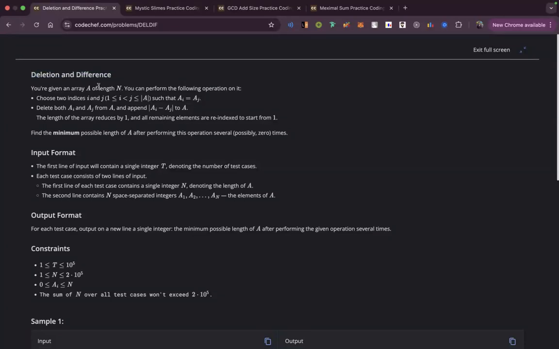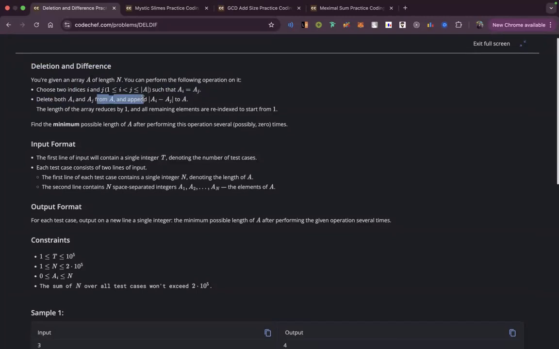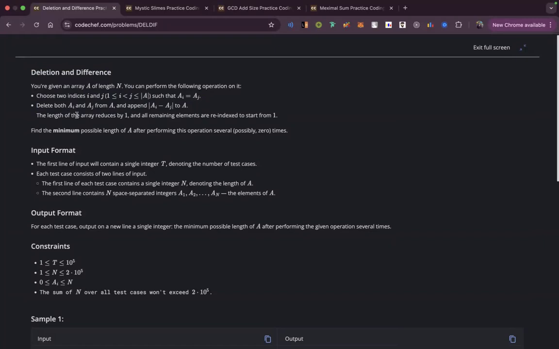Deletion and difference. What is given over here? Given an array of length n, you can choose 2 indices i and j such that ai is equal to aj. Then you delete both ai and aj from this array, and then you append ai minus aj mod value to A. Now the length of the array, of course, reduces by 1, and all the elements reorder themselves accordingly. You have to find the minimum possible length of A after you have performed these operations as many times as you could have, whichever you feel is nice. Okay, clear?